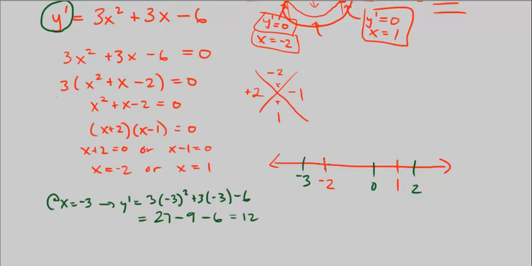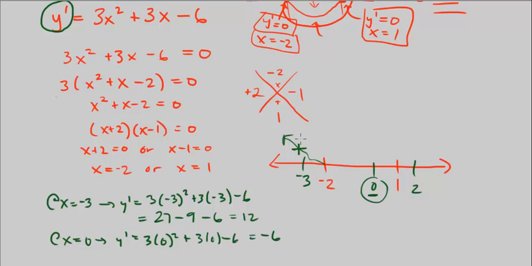So we know that over here to the left it is positive, right? So that means it hits 2 and it goes up. It's positive. In between, let's try at x equal to 0, y prime is equal to 3 times 0 squared plus 3 times 0 minus 6. That's negative 6. So I know over here it's negative, right? 0 is negative. Negative 3 is positive. So that means in between here it goes down, just like we know, because we know it's a parabola shape, so we know how it behaves.